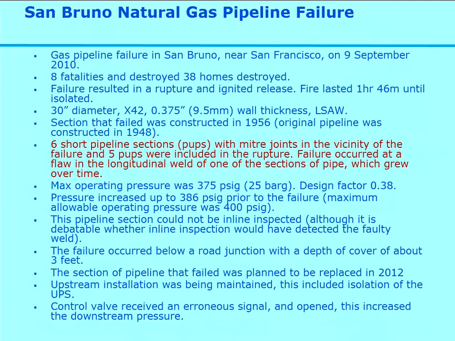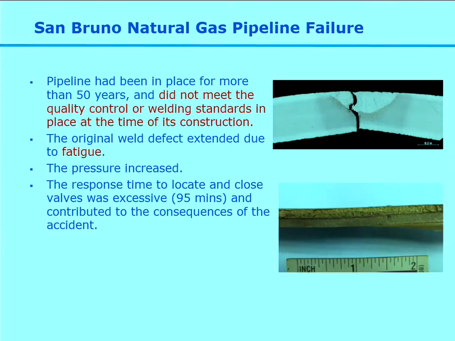And there you can see there was obviously a very detailed investigation which basically confirmed that the pipeline had been in place for more than 50 years. It didn't meet the quality control or welding standards at the time of its construction, so it certainly didn't meet ones that were in place in current days. The pressure had increased for the reasons that I explained, which weren't evident at the time. However, once the failure did occur, it took the operator 95 minutes to actually locate and operate the shut-off valves. So all of that time, the gas was being fed to the failure site.